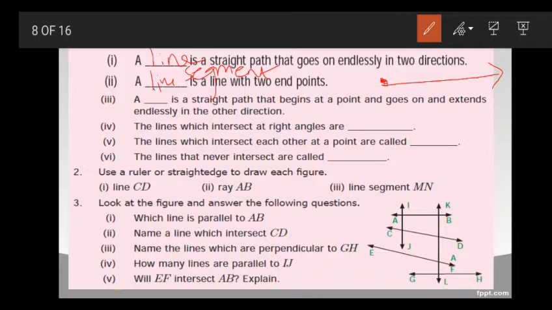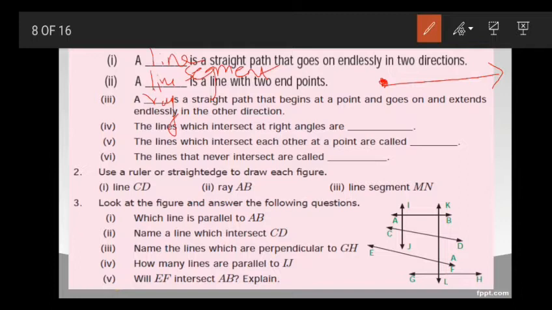It is called ray. A ray is a straight path that begins at a point and goes on and extends endlessly in the other direction. So for a ray, we will be having a starting point. From that point, it will go endlessly in other direction. That is called ray.